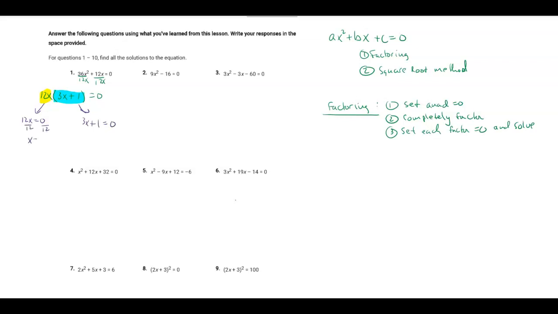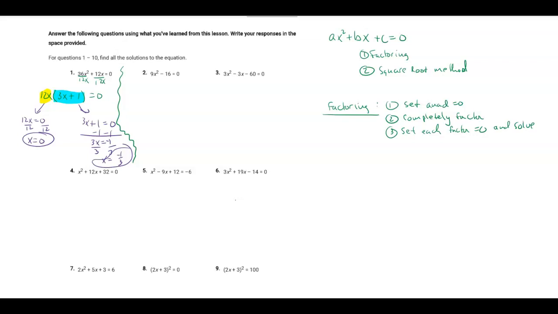Here we divide by 12, x equals 0. Here we subtract 1, 3x equals negative 1. We divide by 3, and we get x equals negative 1/3. All right, so again, if I plug these back in, if x equals 0, 12 times 0 is 0, 0 times this is 0. So remember, the solution to any equation is the value of the variable that makes the equation true.